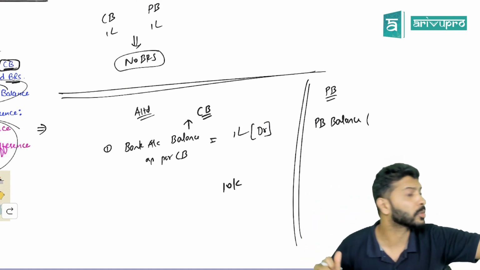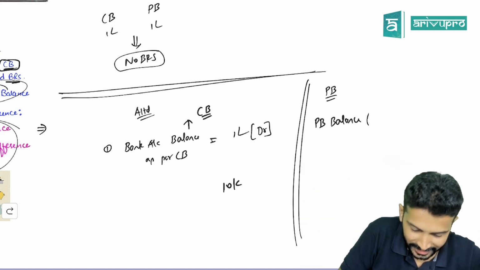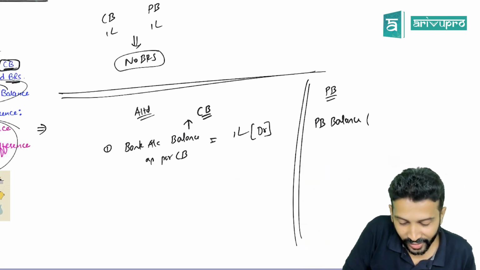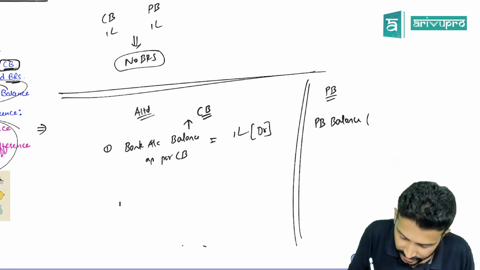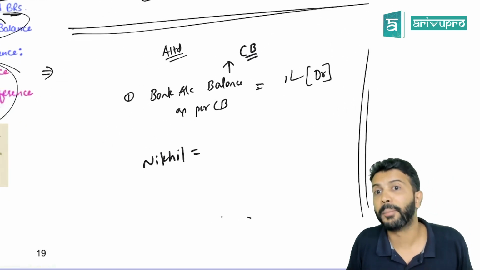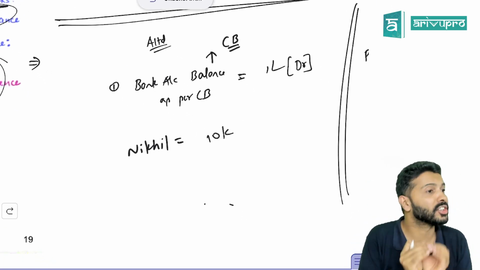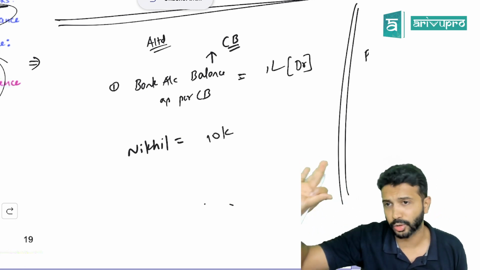Anyone with other alphabets? What's your name? Nikhil. Okay. All right. Next time I'll use it. Okay. Let's say A Limited has issued a check to Nikhil for 10,000 rupees.